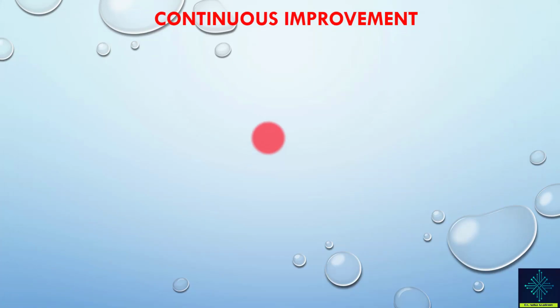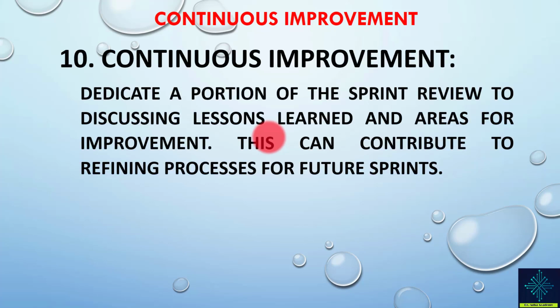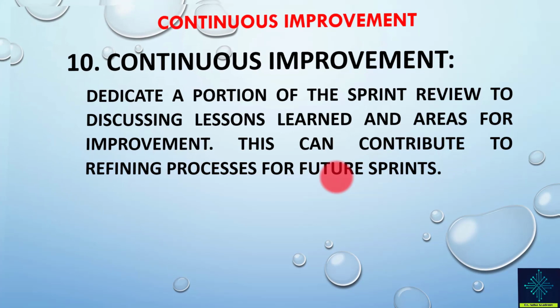And as long as we have all what we mentioned before and we have proper documentation, then we can go for continuous improvement. So we have to dedicate a portion of sprint reviews to discuss lessons learned and areas for improvement. This can contribute to refining processes for future sprints. So we have to care much about continuous improvement, especially when we plan for future sprints.